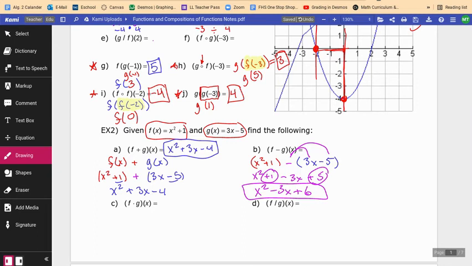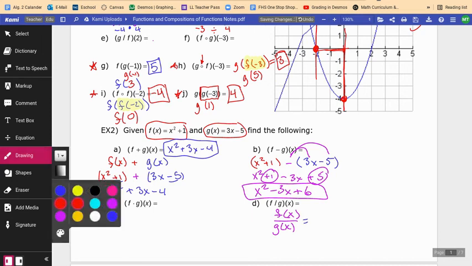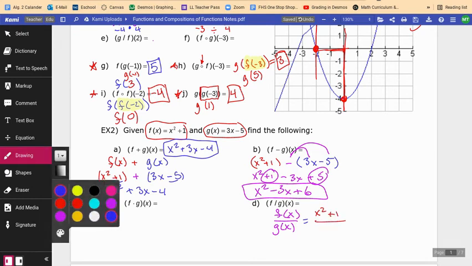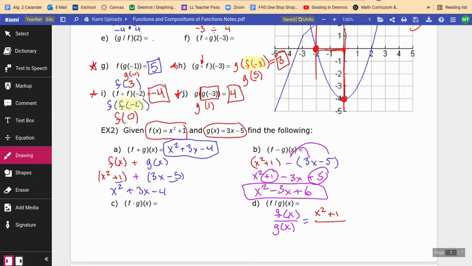I'm going to do D next. D, we're saying we're going to have f of x divided by g of x. So f of x is represented by x squared plus 1, and we're going to divide that by g of x, which is represented by 3x minus 5. Here, I can't really simplify anything, so that's my final answer.